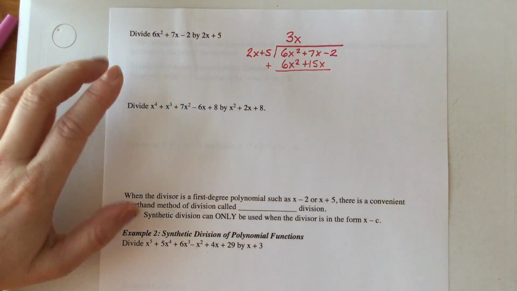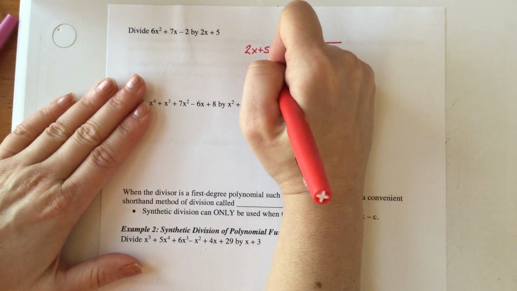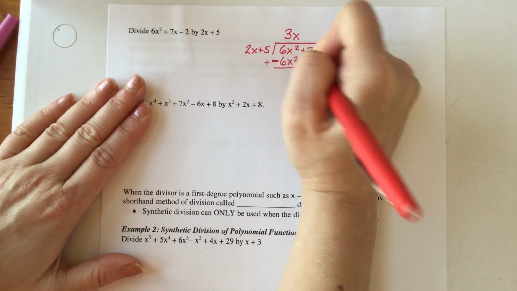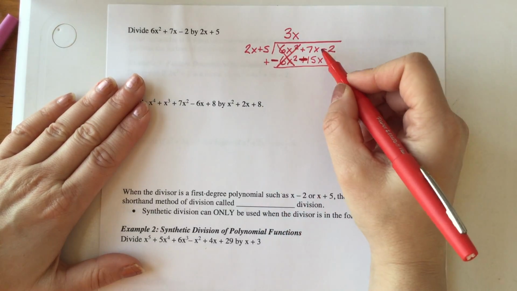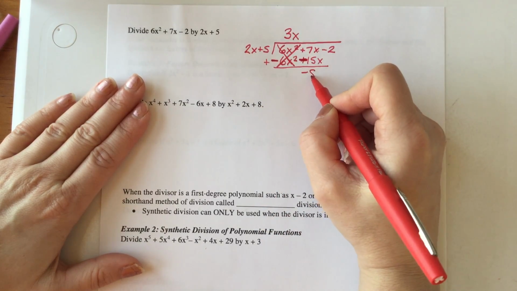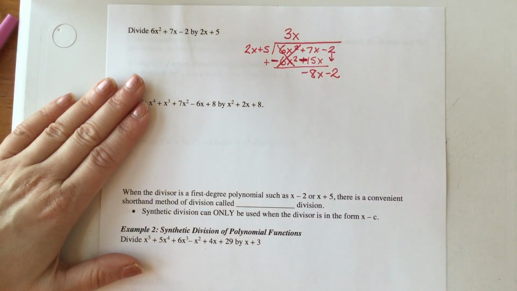In order to add them and cancel the first term, you change all of the signs of the second row. Negative, negative. 6x squared minus 6x squared cancels. 7x minus 15x is negative 8x. Carry down the next term and start again.